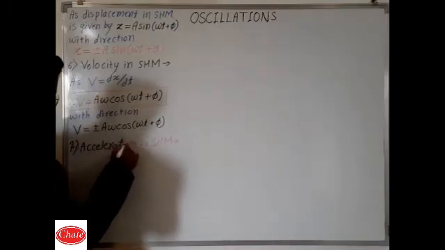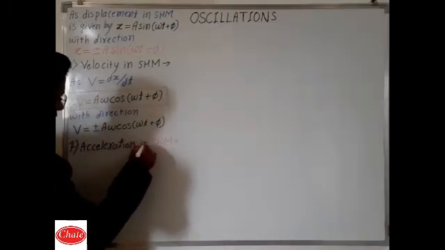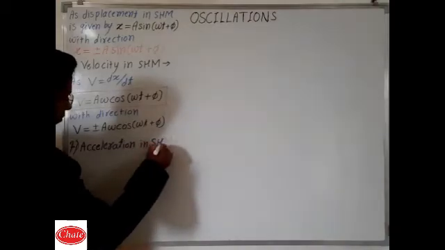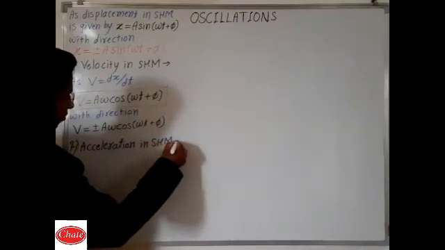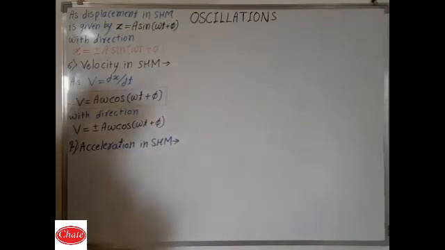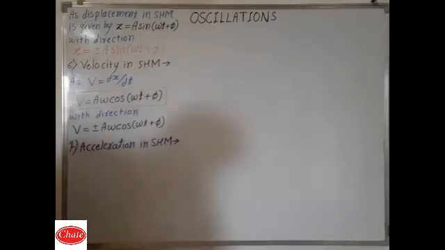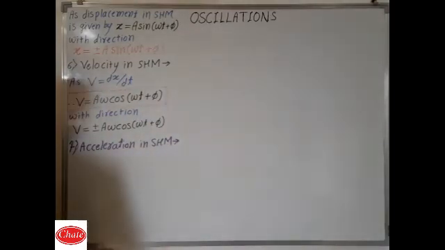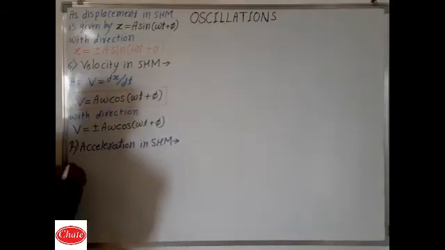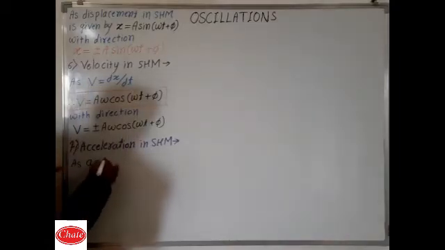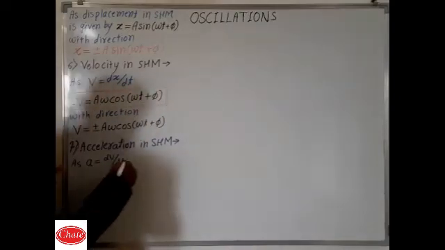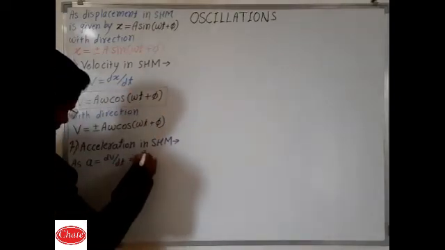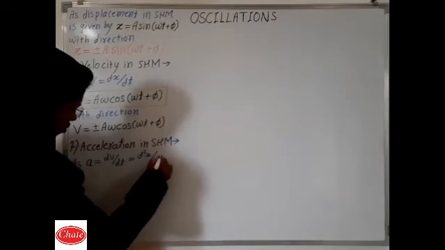Acceleration in SHM. Okay. Acceleration in SHM घेतलं. मग त्यासाठी काय लिहू शकता तुम्ही as acceleration a is equal to what? dv by dt equal to d square x by dt square.